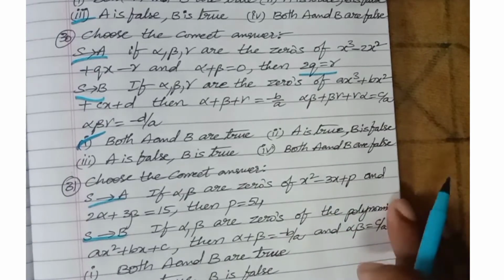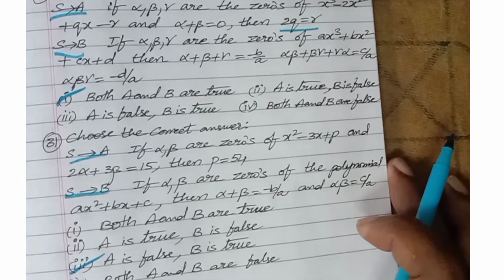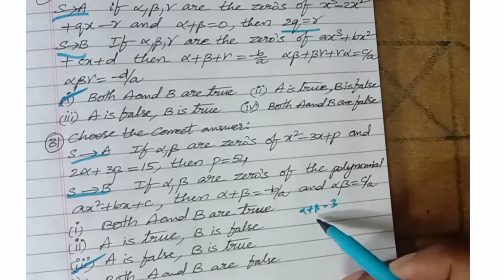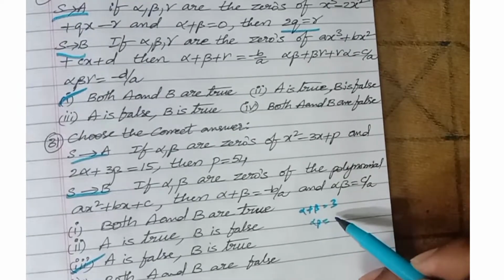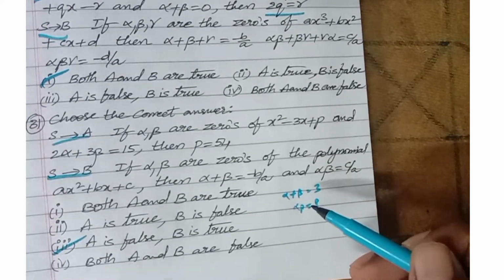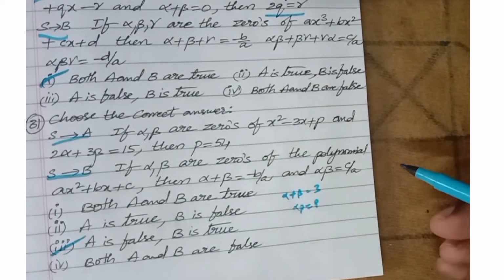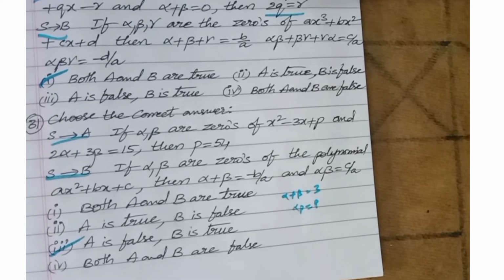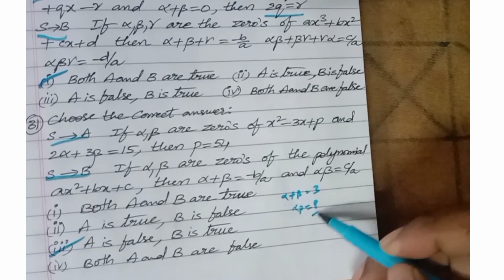So here you have to solve it. For A, alpha plus beta is equal to 3. Alpha beta is equal to p. So what is given? 2 alpha plus 3 beta is given. So 15, you have to substitute in there. You will get the value. So by using that you have to complete the problem.